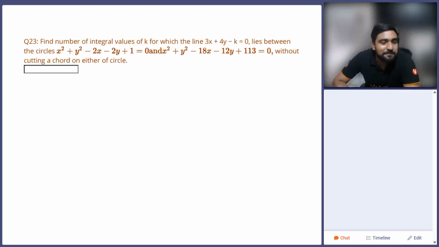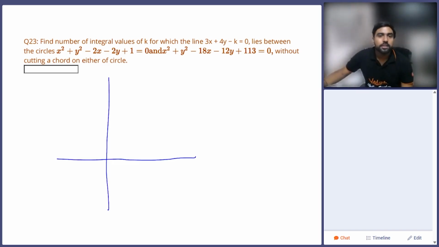All right, moving on. What do we have? Find the number of integral values of k for which this line 3x plus 4y minus k equal to 0 lies between these two circles over here. Cool. So let's first of all draw the circles. What are the circles that I have? This circle, the center is at 1, 1, and the radius is 1 plus 1 minus 1. Radius is equal to 1. So I have the circle over here, center 1, 1, radius equal to 1.